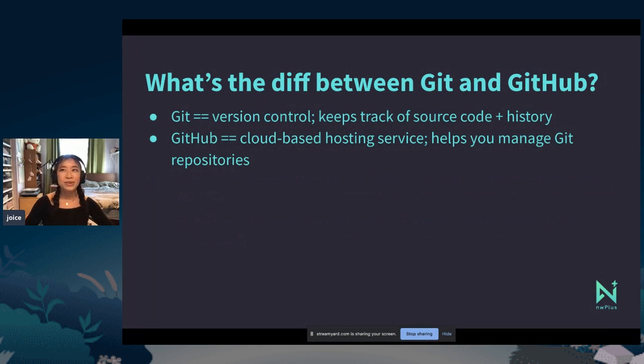One question that I had, even in my first co-op, was what's the difference between Git and GitHub? It took me an embarrassingly long time to understand this, but you're going to find out today. So Git is version control. Git is what keeps track of your source code and history, and GitHub is a cloud-based hosting service that helps you manage Git repositories.